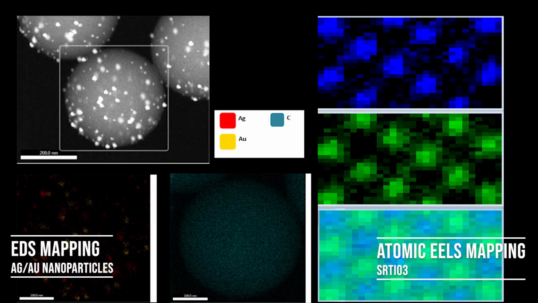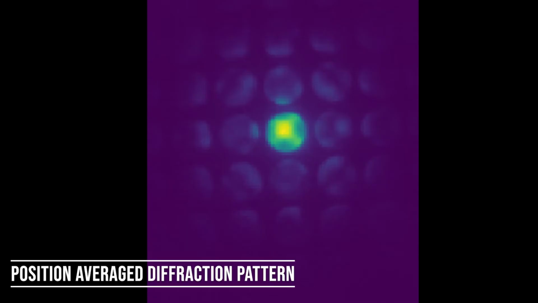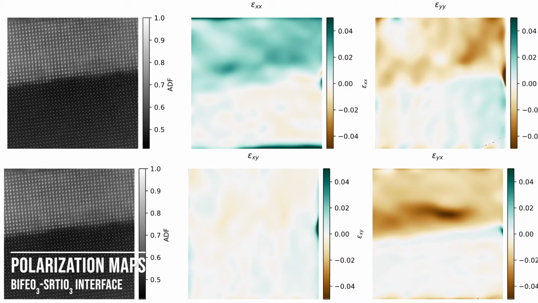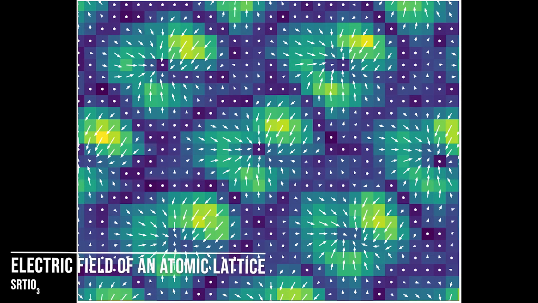In addition, we can study the elemental composition of the materials through a combination of EDS and/or EELS mapping. Also available is the technique of 4D STEM, in which we use diffraction patterns at each point to map out different effects such as polarization mapping, changes in the diffraction pattern, and changes in the electric field.